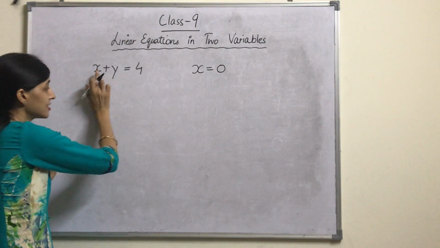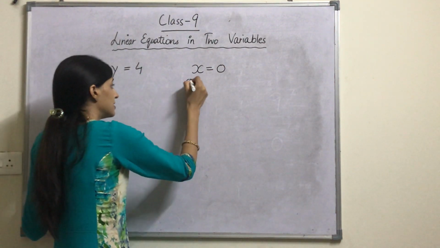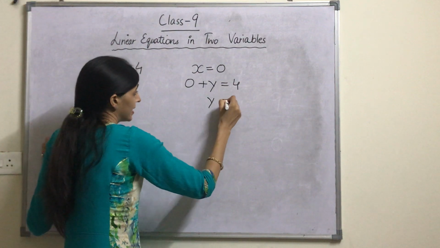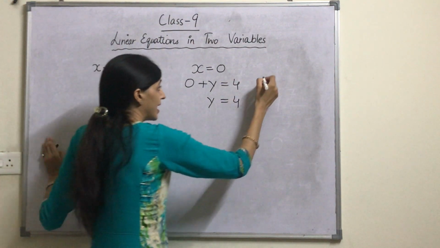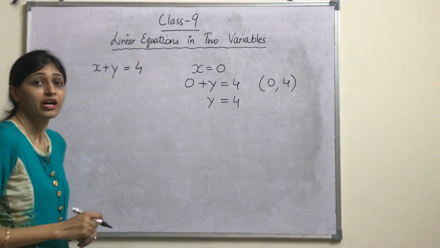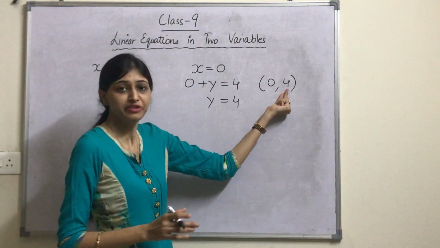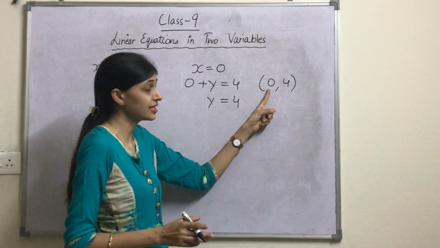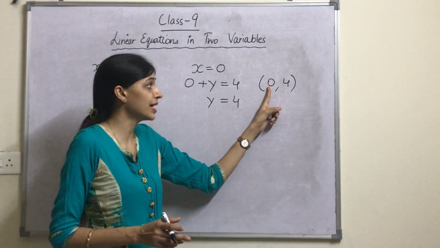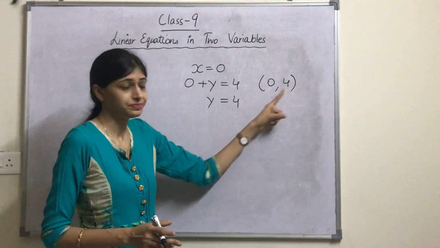First take x as 0. If I put x as 0, that means 0 plus y is 4 and y is 4. That means when x is 0, y is 4. This is your first point. This is your x, this is your y. We write x first and y second. This is known as your abscissa and this is known as your ordinate.